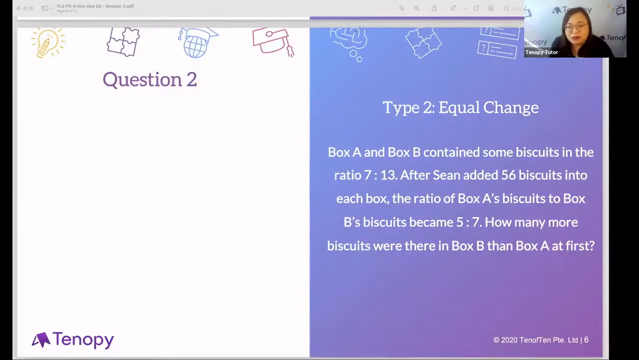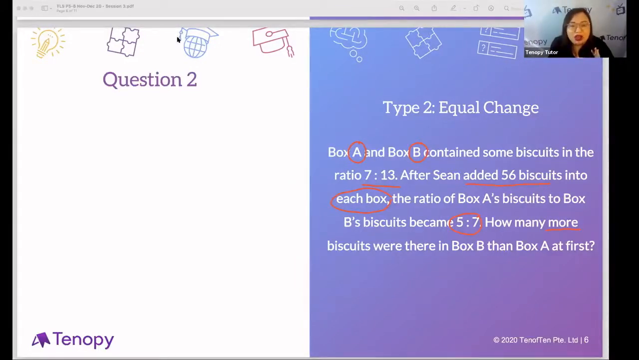So this question mentioned about box A, box B contains some biscuits in the ratio of 7:13. After Sean added 56 biscuits into each box, so they both added equal quantity into both boxes, the ratio of box A biscuit to box B biscuit became 5:7. How many more biscuits were there in box B than box A at first? Very good. That's 7 units and 13 units. Very good. So now let's understand the question.